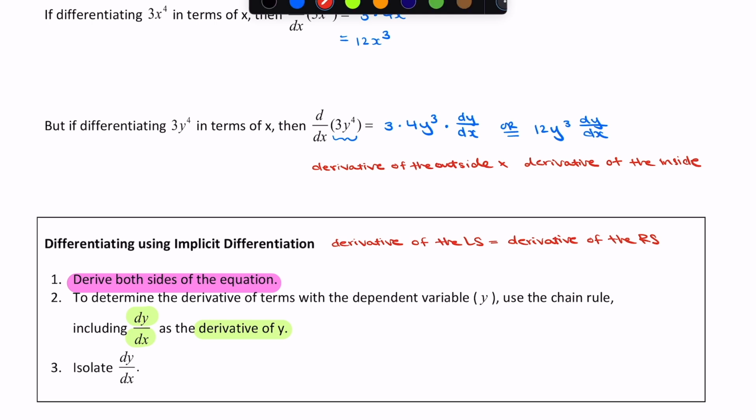For example, if we had y squared, the derivative of that would be 2y. That's the same thing that we're doing: move the power down and then subtract 1 from the power, and we're multiplying by dy over dx. The last step here would be to isolate dy over dx.